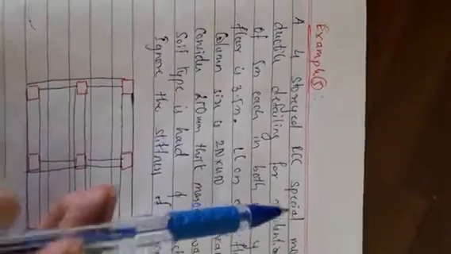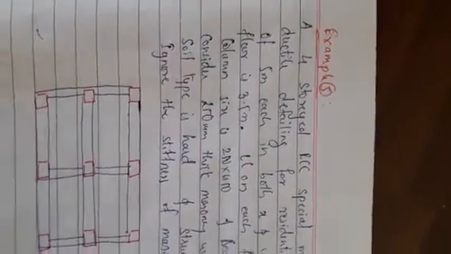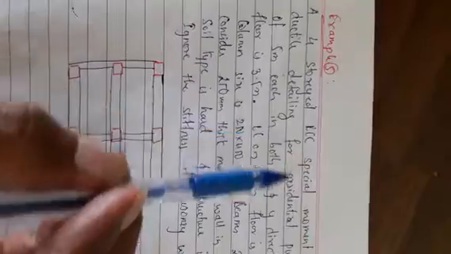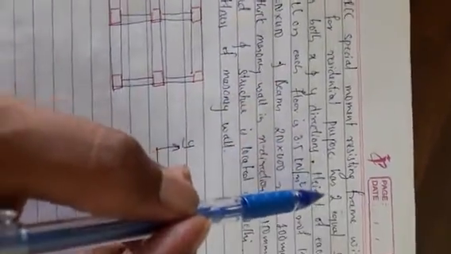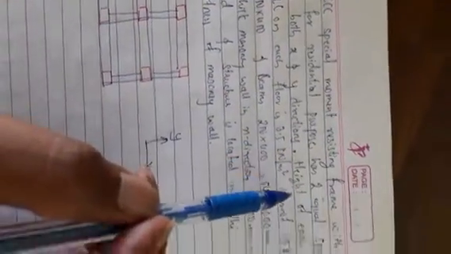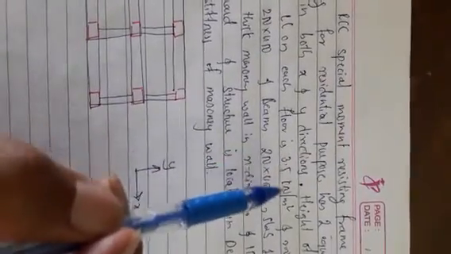Hello friends, today we'll continue with examples on calculation of seismic forces. Let us note down the problem. A 4-story RCC special moment resisting frame SMRF with ductile detailing for residential purpose has two equal spans of 5 meters each in both x and y directions. Height of each floor is 3.5 meters. Live load on each floor is 3.5 kilonewtons per meter square and roof is 1.5 kilonewtons per meter square.